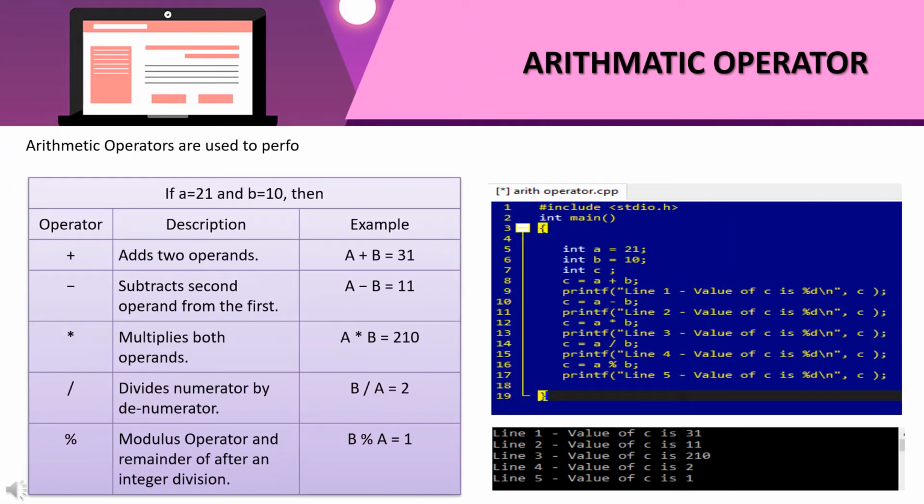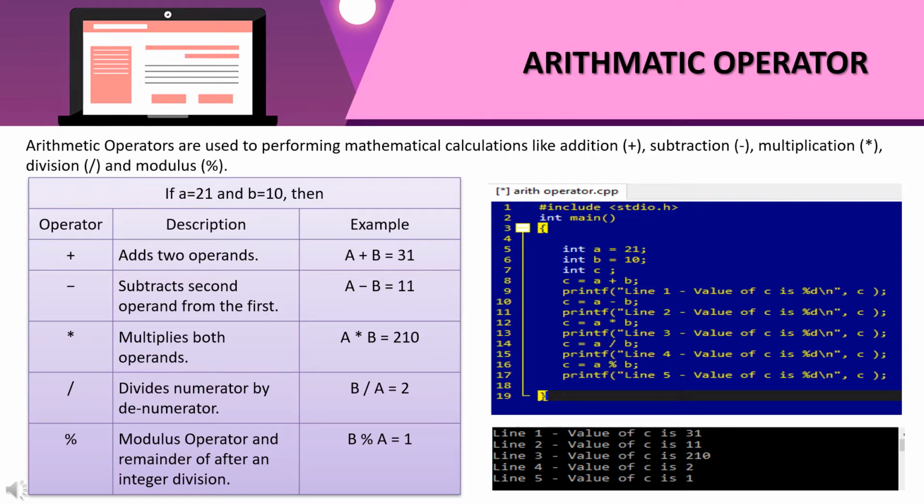Now I am going to discuss the arithmetic operators. Arithmetic operators are used for performing mathematical calculations like addition, subtraction, multiplication, division, and modulus. Now, see in this chart, if A equals 21 and B equals 10, then the plus sign, which is used for addition, adds two operands. For example, you can see that a plus b will be 31.